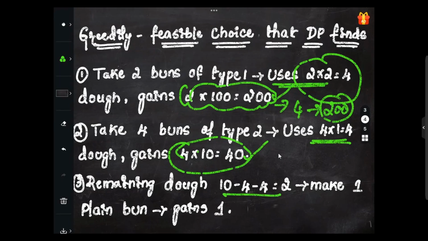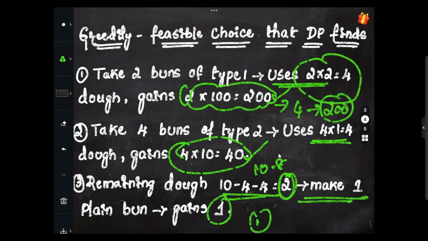The remaining dough is nothing but 10 minus 4 minus 4, right? So this is 10 minus 8, which in simple terms leads to 2. So we will be making one plain bun that gains 1 basically. So this will be totally 1. So this will be 200, followed by 40 and 1.